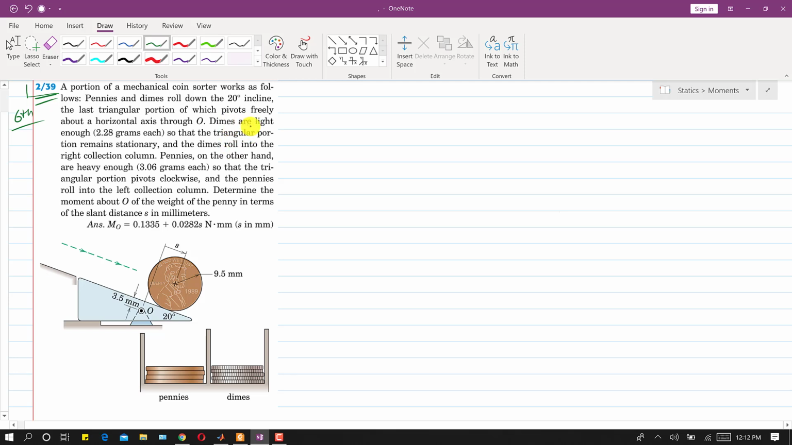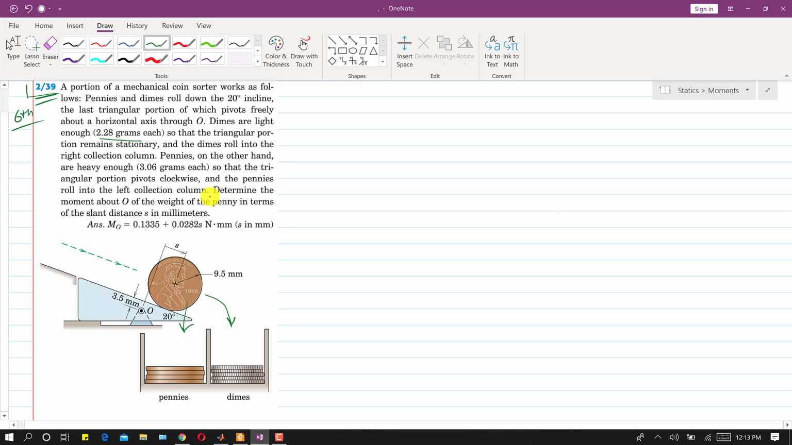The dimes are light enough, with a weight of 2.28 grams each. So they roll down and fall into the right collection chamber. The triangular portion remains stationary and the dimes roll into the right collection column. The weight of the dimes is not enough to rotate this triangular portion. The pennies, on the other hand, are heavy enough so that the triangular portion pivots clockwise, and whenever the pennies come, their weight is enough to rotate this triangular portion clockwise, so the pennies drop into the left portion.